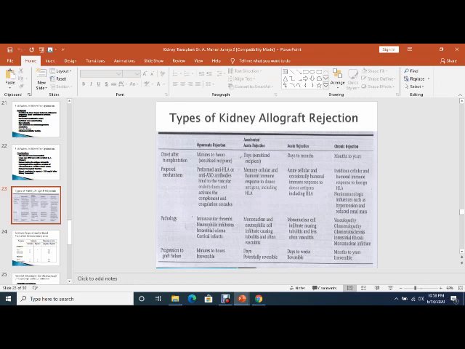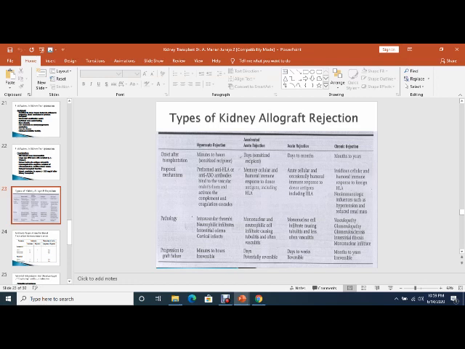So what are the causes of hyperacute rejection? Already preformed antibodies, multiple blood transfusions, multiple pregnancies, or a previous rejected kidney transplant. In accelerated acute rejection, there is a memory cellular and humoral immune response to donor HLA, and in acute rejection, a cellular and humoral immune response to donor antigens.